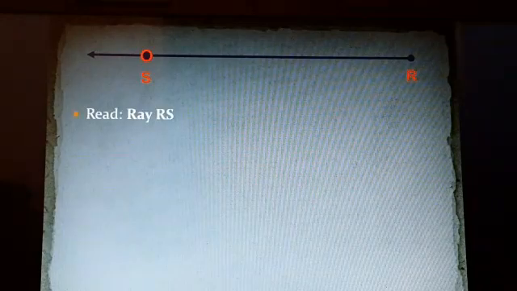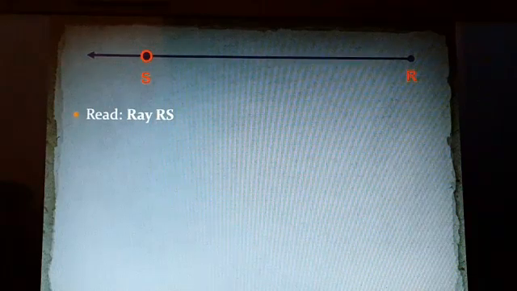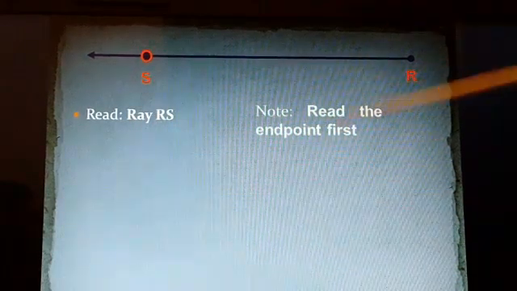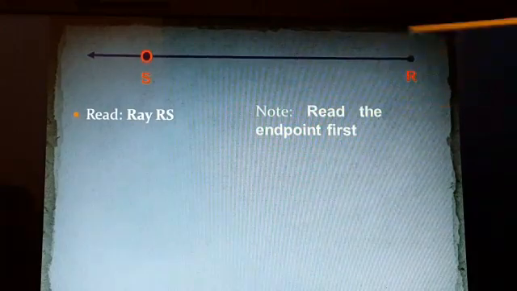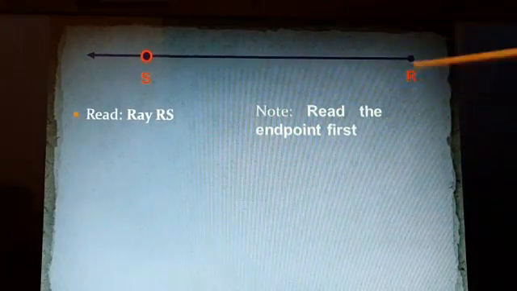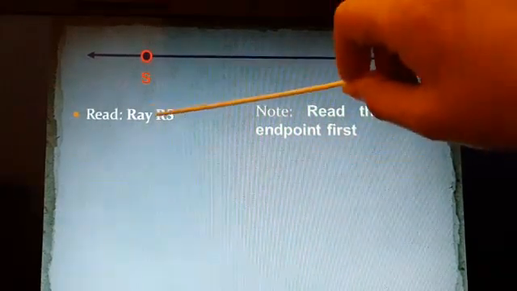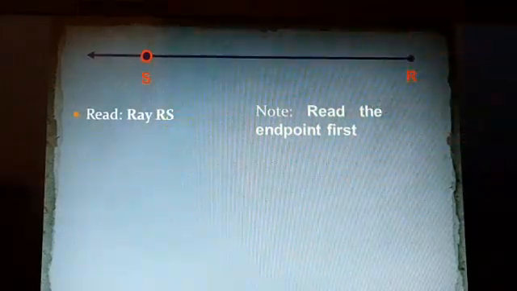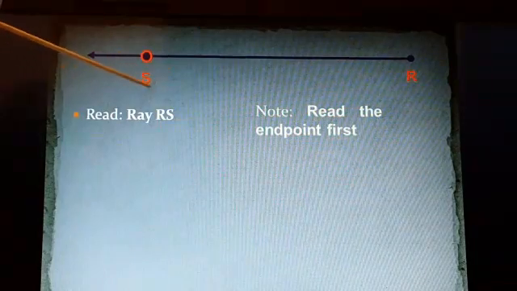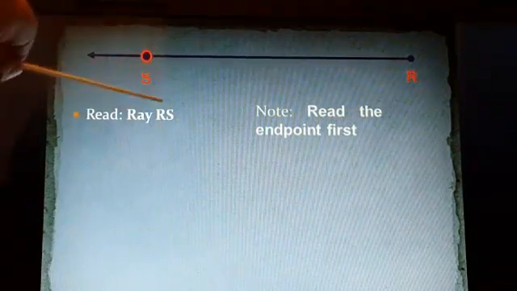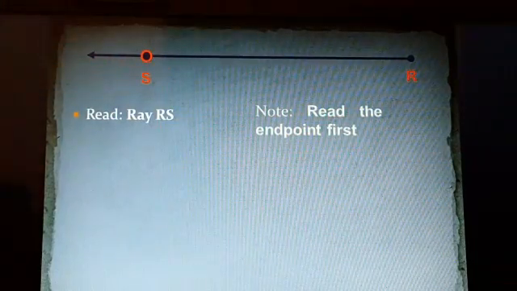How to read it? We will read it as ray RS. Why not SR? Because we have to read the end point first, and the letter on the end point is R, so I read R first, and then we have to read the letter with the arrowhead, that is S. So this is the ray RS.